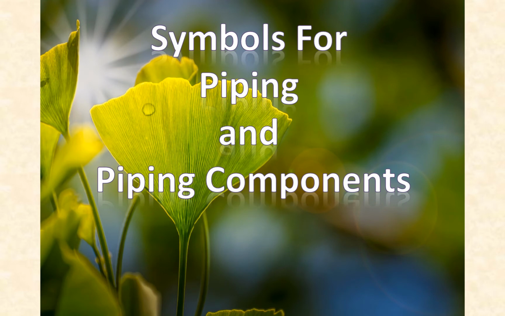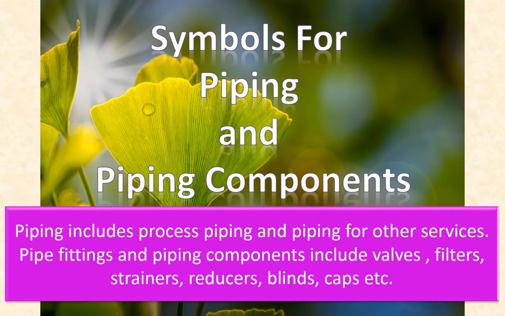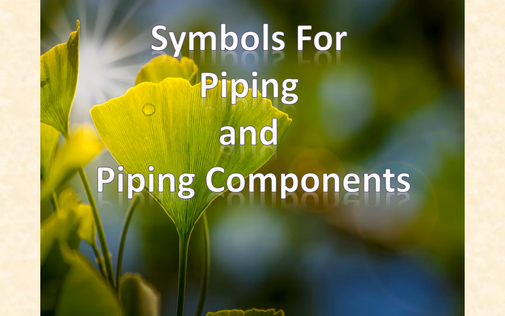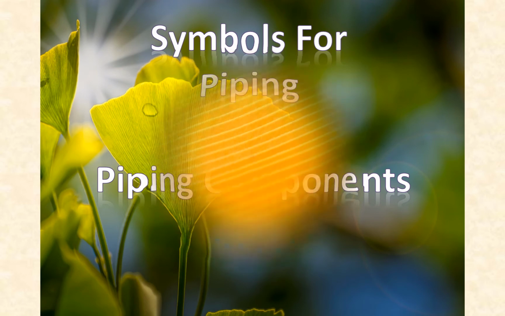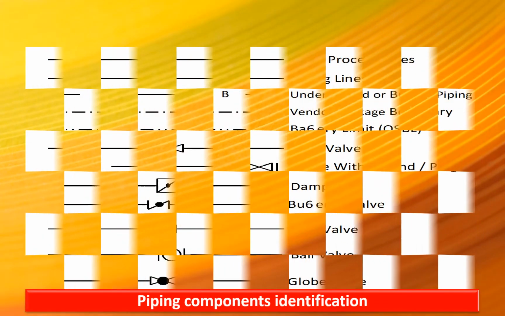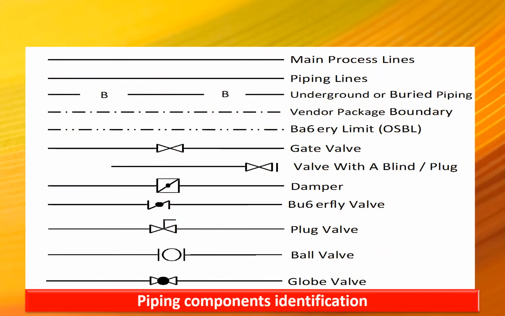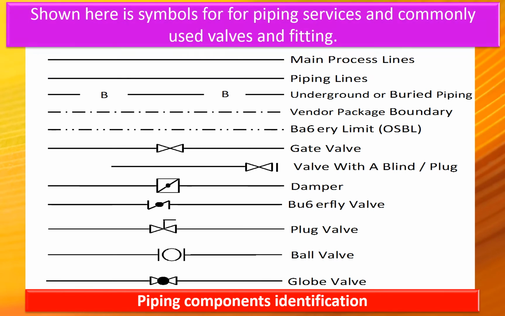Symbols for piping and piping components. Piping includes process piping, piping for other services. Pipe fittings and piping components include valves, filters, strainers, reducers, blinds, caps, etc. Shown here is a symbol for piping services and commonly used valves and valve components.